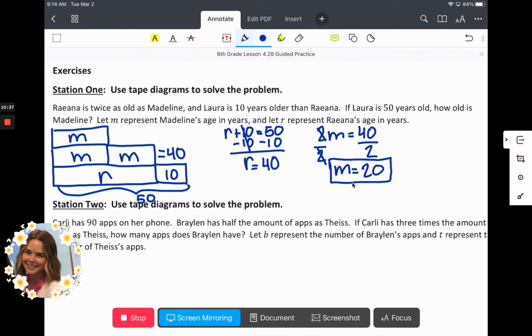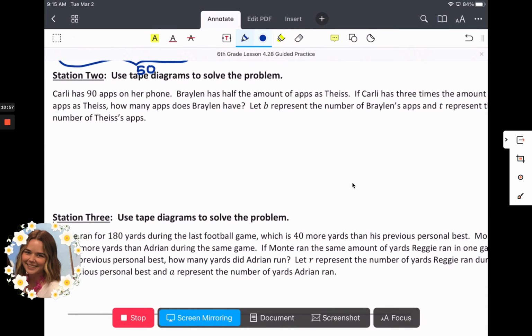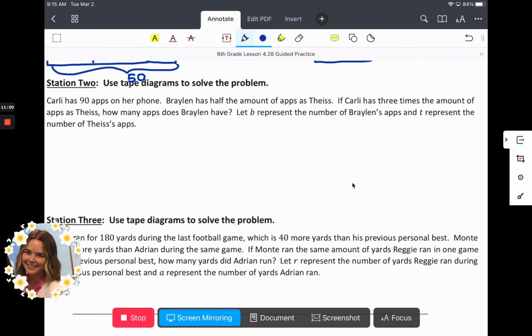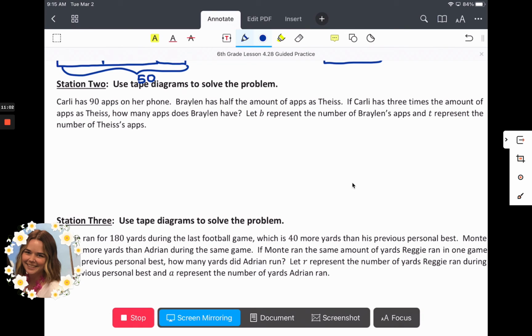We can plug that in to make sure it makes sense. If Madeline is 20, Rihanna is twice as old as Madeline, so 20 plus 20 gives us 40. And Laura is 10 years older than Rihanna, so 40 plus 10 gives us 50. And we know that Laura is 50 years old. Let's take a look at the next example. This example says that Carly has 90 apps on her phone. Braylon has half the amount of apps as Theus. And if Carly has 3 times the amount as Theus, how many apps does Braylon have?